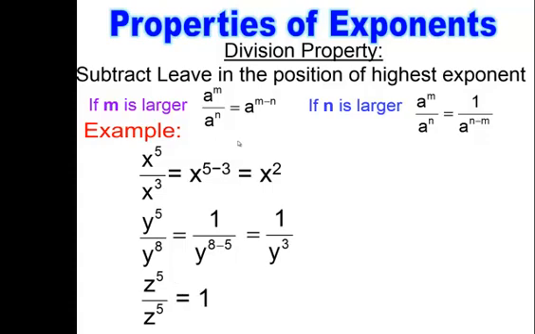But I want you to understand now where that 0 power comes from. Because in the division problem, if we were to subtract here, we would end up having z to the 0 power, and anything to the 0 power equals 1. So that's kind of a mini proof of where that 0 power comes from.